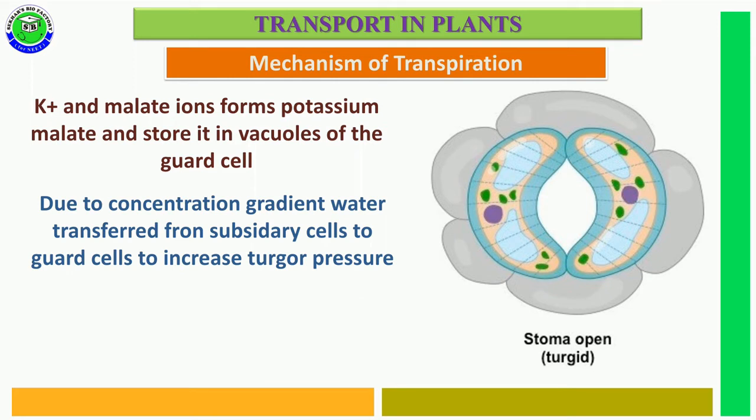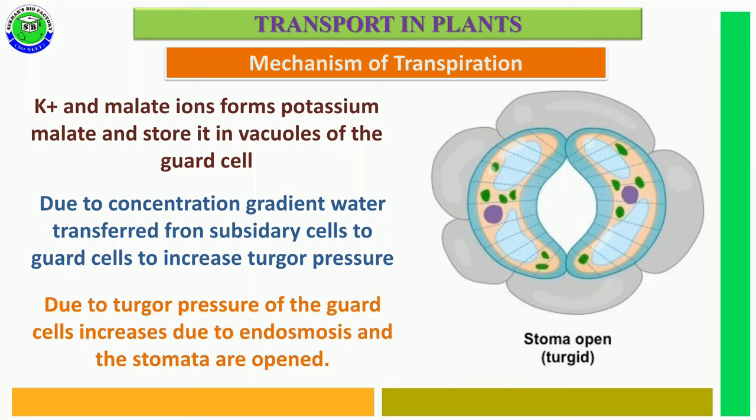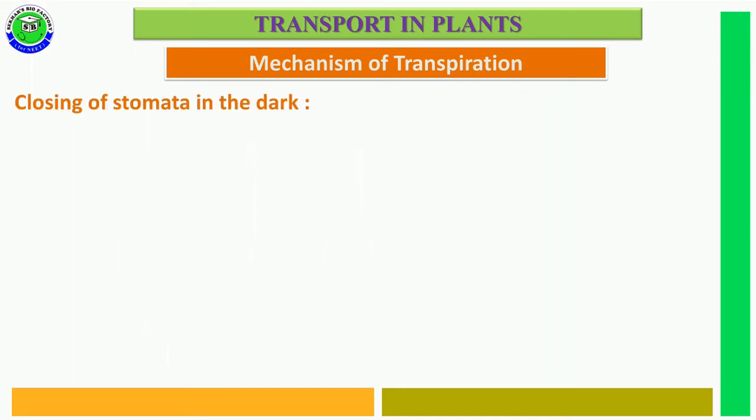So due to concentration gradient, the water present in surrounding subsidiary cells enters into guard cells to increase turgor pressure, and due to this turgor pressure, guard cells are enlarged due to an osmosis of water that leads to opening of stomata.